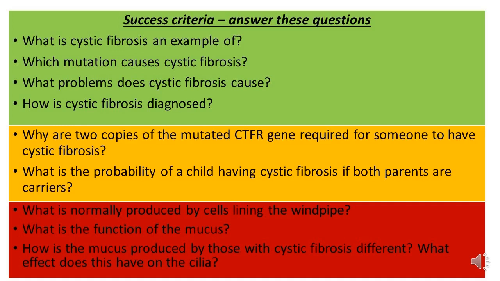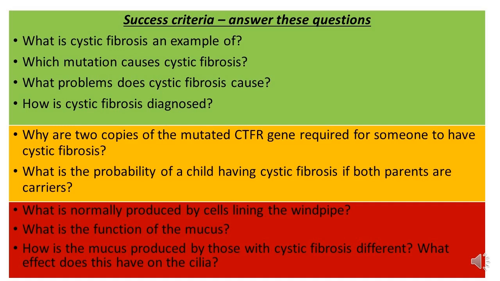The rest of those questions in the green section, you'll need to go onto Google and carry out some independent research. So we want to know what mutation causes cystic fibrosis, what problems does it cause people who are affected by it, and how is it diagnosed? Once you finish the green section, I'd like everyone to have a go at answering the 2 questions in the orange section as well. So we want to know why you need 2 copies of the mutated gene in order to actually be affected by cystic fibrosis.